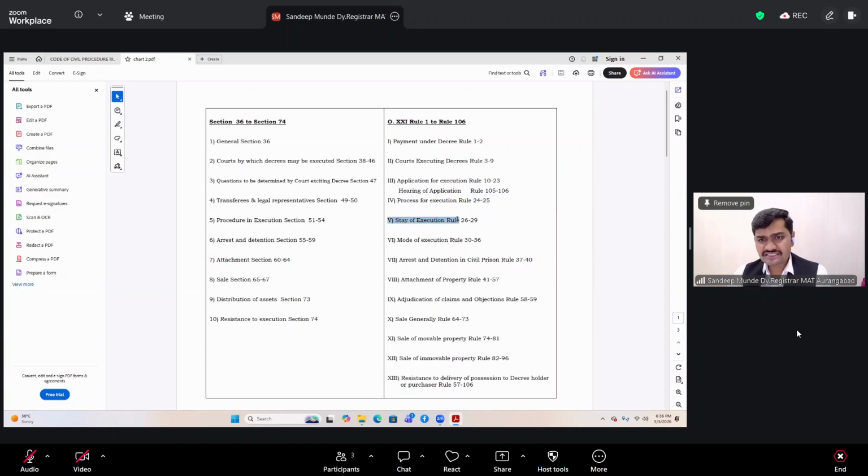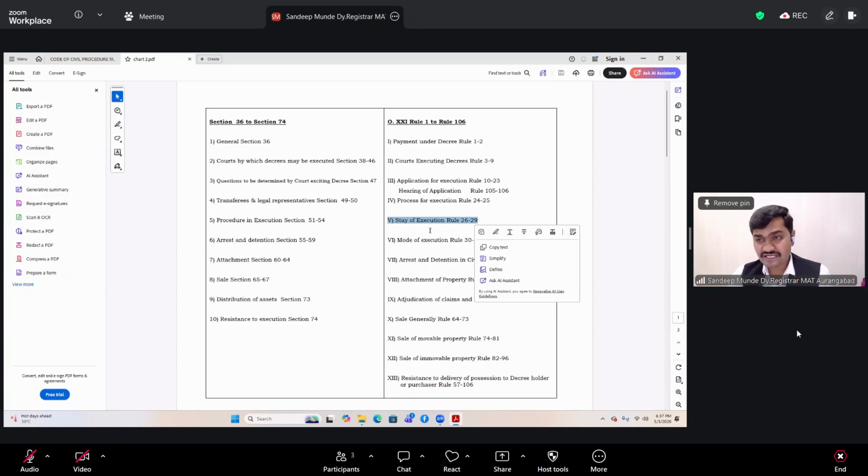The next subheading is stay of execution, Rules 26 to 29. Under which circumstances may the court grant a stay of the execution? As in the appeal part, if the decree has been challenged, the appellate court has the power to stay the execution. Does the executing court have the power to stay execution? According to Rule 26, the court to which a decree is sent for execution shall, upon sufficient cause being shown, stay the execution of such decree for a reasonable time to enable the judgment debtor to apply to the court by which the decree was passed, or to any court having appellate jurisdiction. Therefore, during the appeal period, the court will not execute the decree.